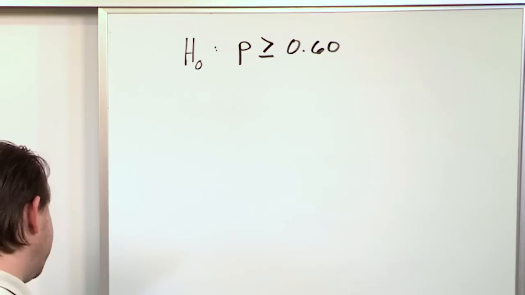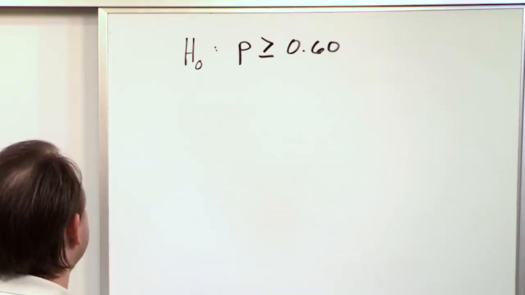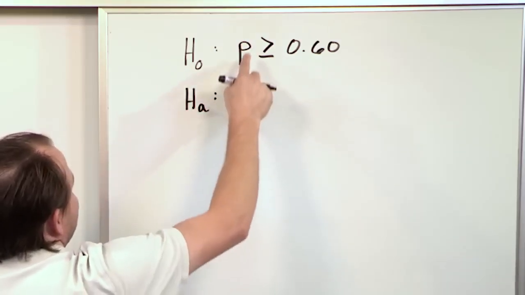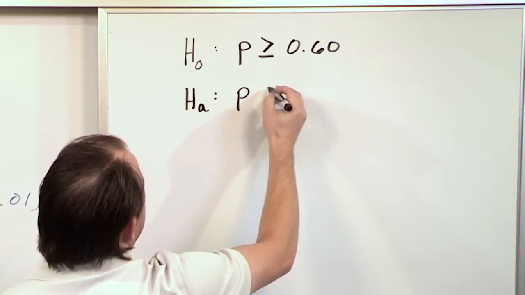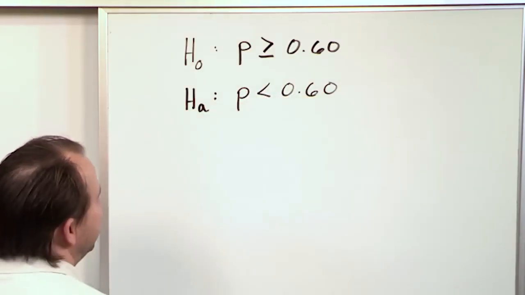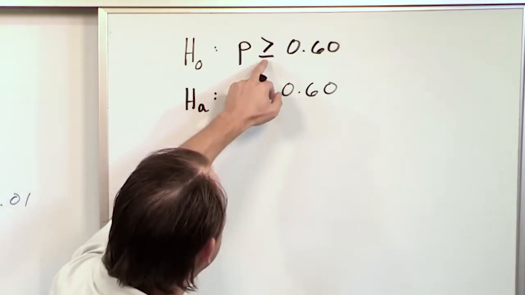But it says also here that a teacher believes this number is too high. He randomly samples 25 students. So what would be the alternate hypothesis? Well, they have to be mathematical opposites of one another. So this one would have to be less than 0.60 or 60%. Notice there's no equal to here because that was included here.